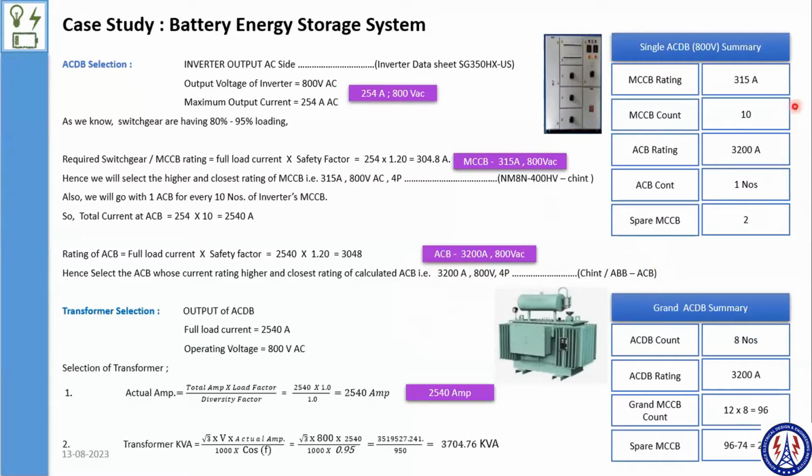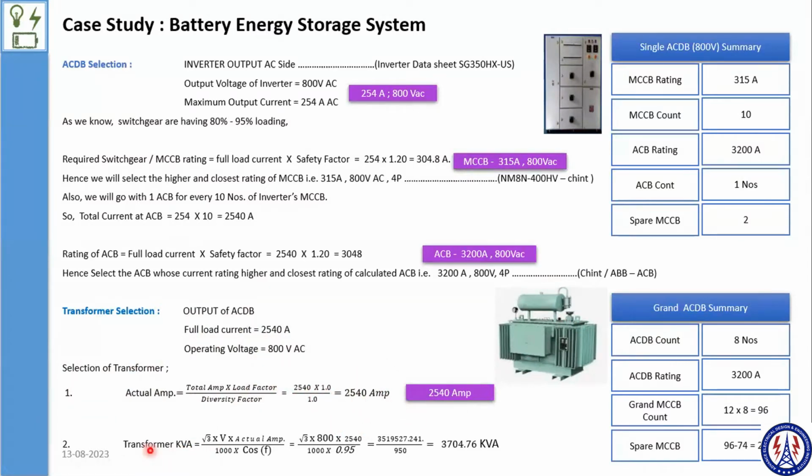Now, let's say this is operating on 800 volts. I am going to select the transformer from here onwards. The output of ACDB, the full load current, is 2540 and operating voltage is 800 volts. Select the transformer for this much load. So actual amp, I need to find total amp into load factor divided by diversity factor. As we know, we are dealing with the power plant side, so load factor and diversity factor should be unity. So 2540 is your actual ampere.